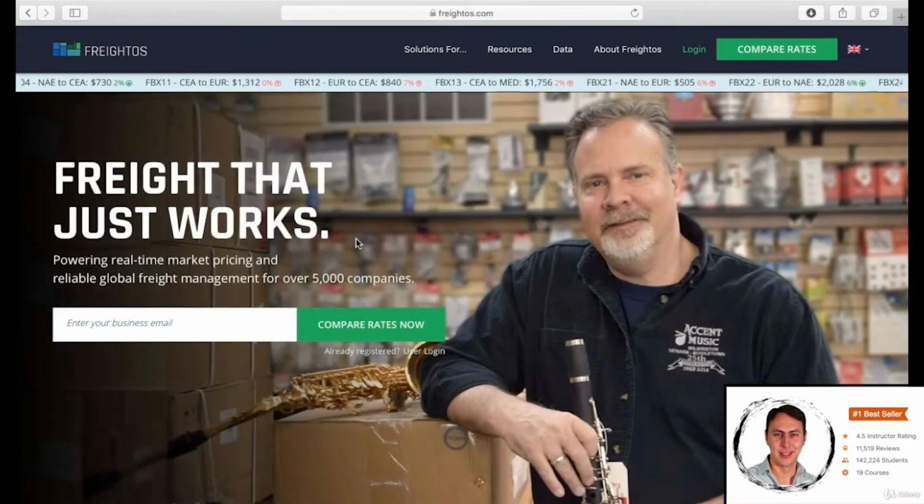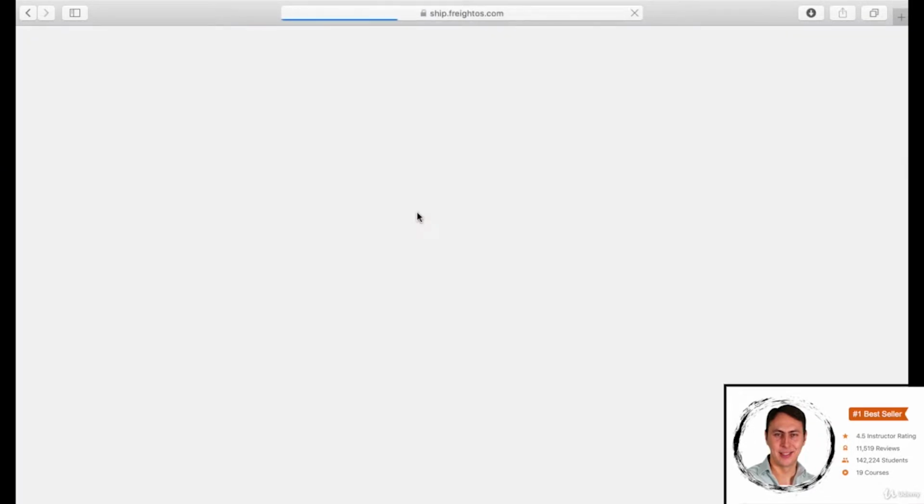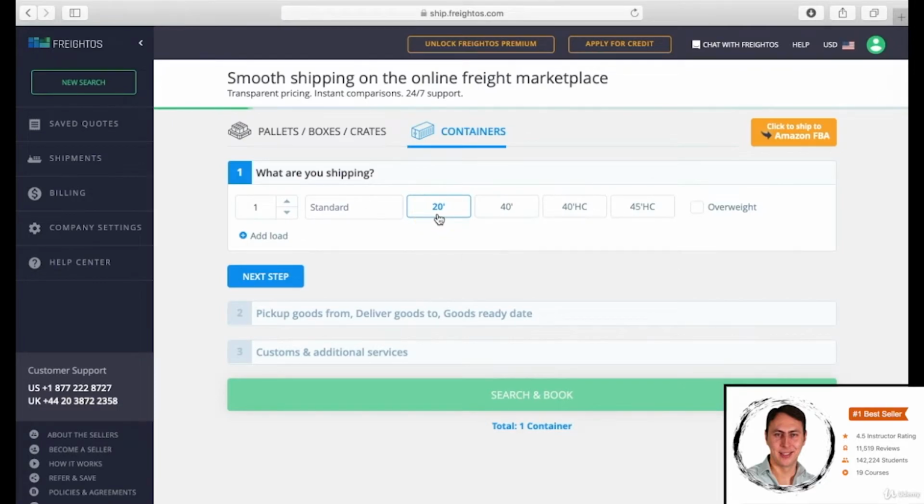Now, let's use Freightos to find our freight forwarders. You have to log in first. I already have an account, so I will log in directly. If you don't have an account, you can sign up easily with your email address. After signing up, when you enter the Freightos website, this screen will meet you here.